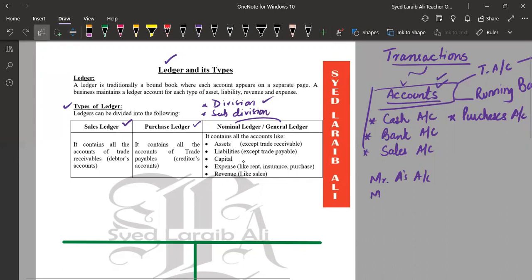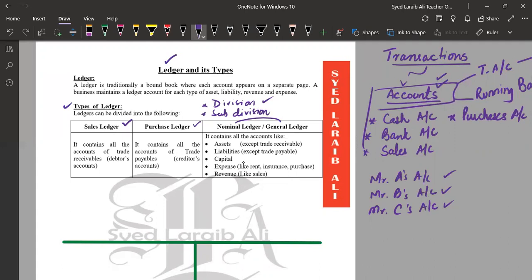Then, if the business has made Mr. B's account, it means Mr. B has been given or sold goods on credit. Then, for example, a business sold goods on credit to Mr. C as well. So it has to make Mr. C's account as well. So there are plenty of trade receivables. There are plenty of credit customers a business has, and the business has to make their separate accounts.